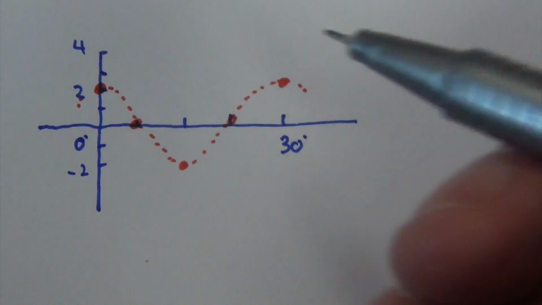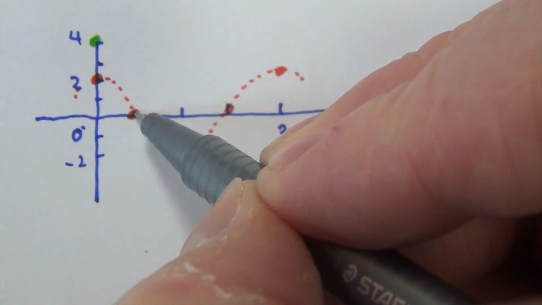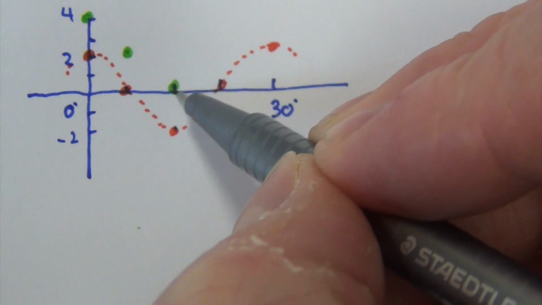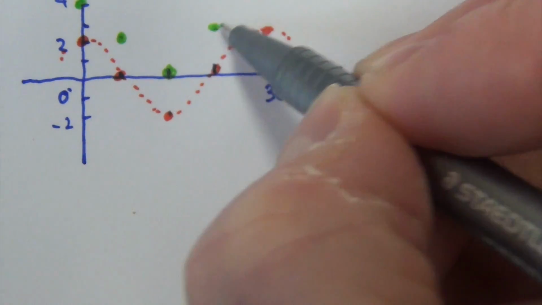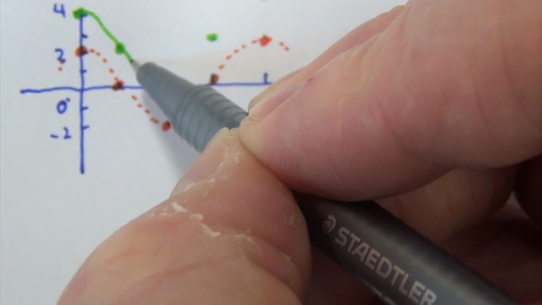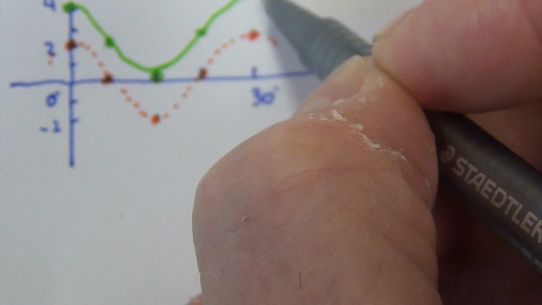Each point now gets shifted up 2. So this one goes all the way up to 4. The 0 point goes up to 2. The -2 goes up to 0. The 0 goes to 2, and the 2 goes to 4. And there is our wonderful little cos graph that's been shifted up 2 points.